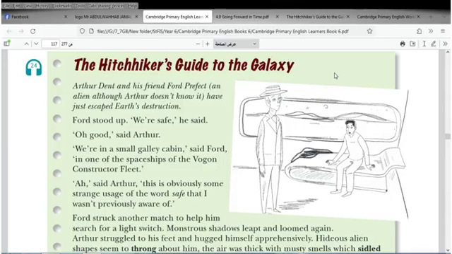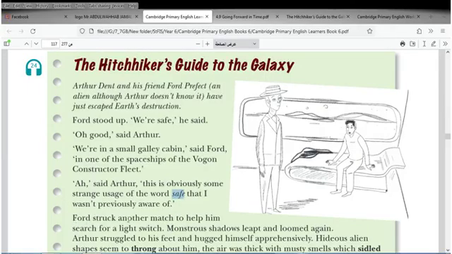Arthur Dent and his friend Ford Prefect, an alien, although Arthur doesn't know it, have just escaped Earth's destruction. Ford stood up. "We're safe," he said. "Oh, good," said Arthur. "We're in a small galley cabin," said Ford, "in one of the spaceships of the Vogon constructor fleet." "Ah," said Arthur. "This is obviously some strange usage of the word safe that I wasn't previously aware of."